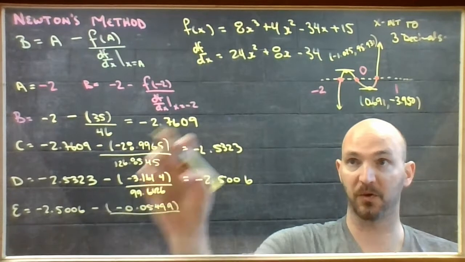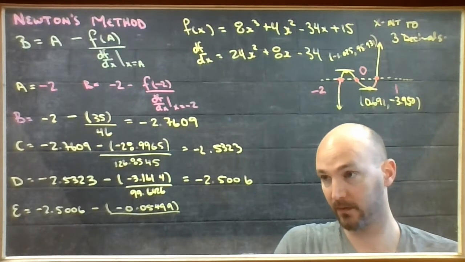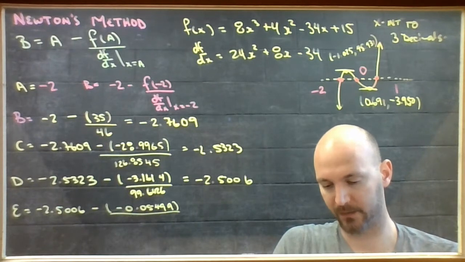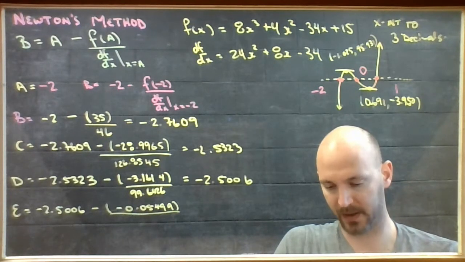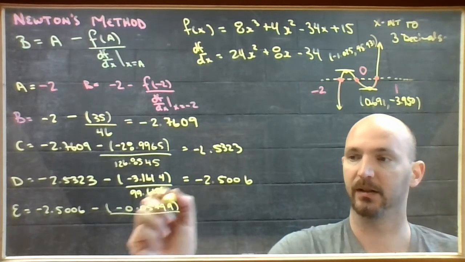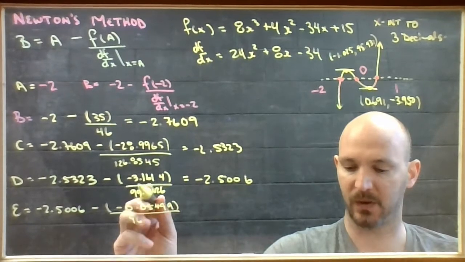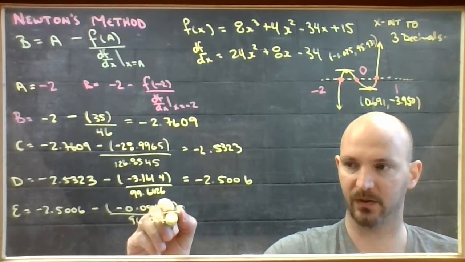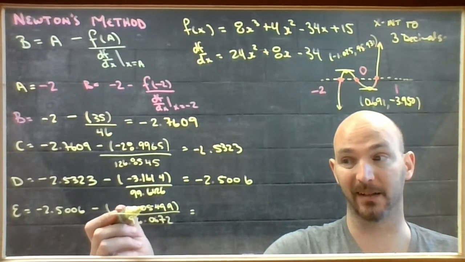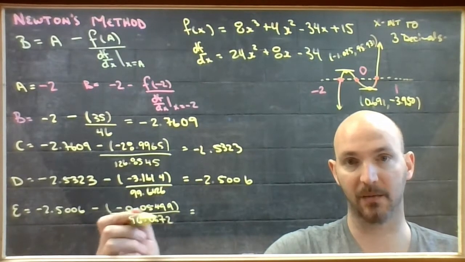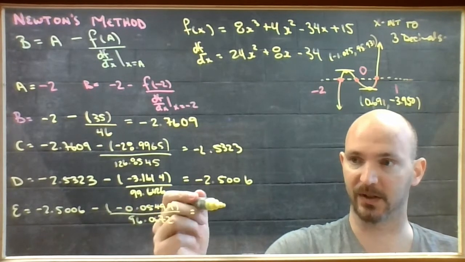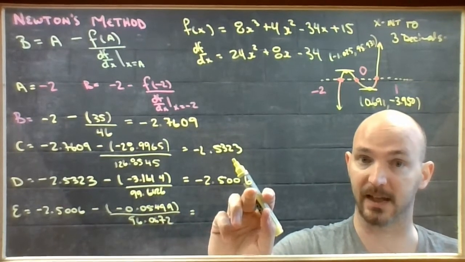And if I take this number and put it into the derivative, 24 times that answer squared plus 8 times that answer minus 34 is 96.0672. Again, look at what happened to this number in the numerator. It's now in the hundredths position, but the denominator is in the hundreds. So a 10 to the negative 2 divided by a 10 to the 2 is a 10 to the negative 4.